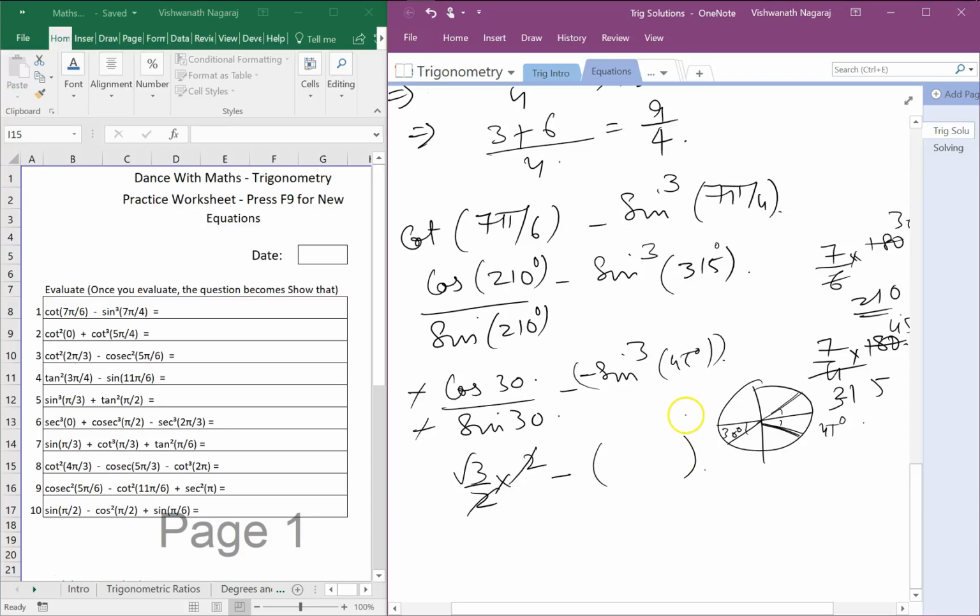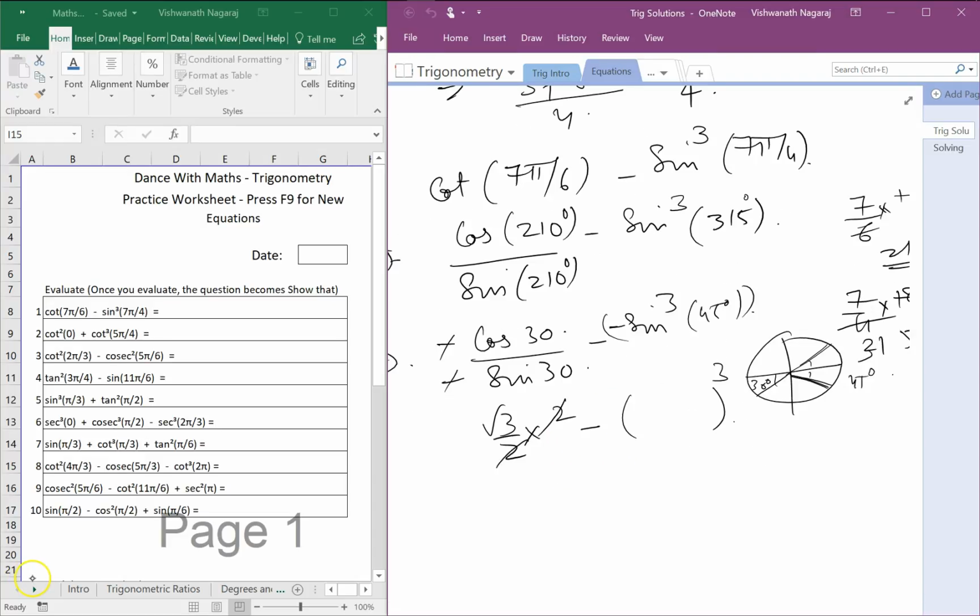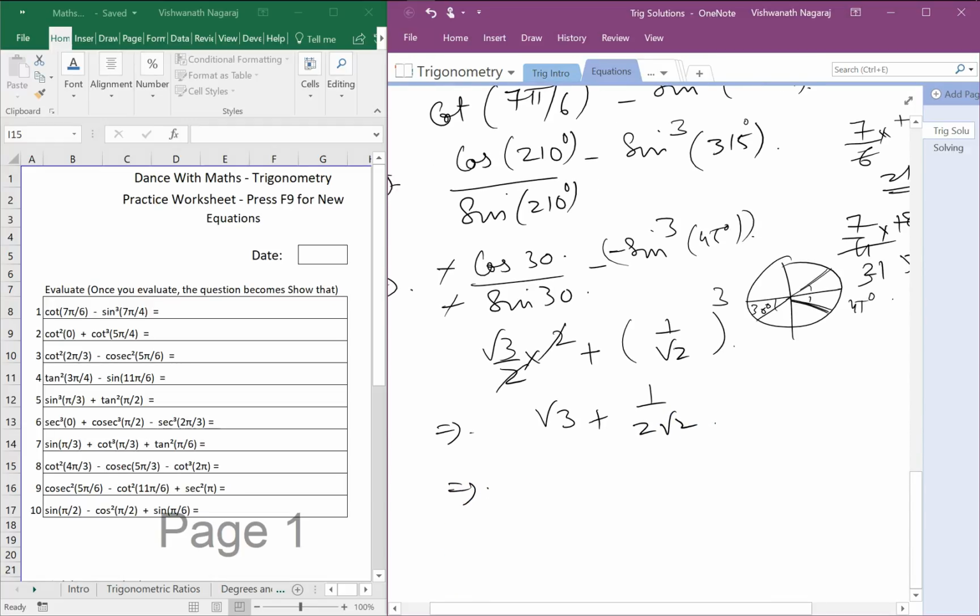sine 45 first. This can be written as like this. So negative into negative, since negative is positive, this becomes positive. Sine 45 is what? 1 by root 2. So 1 by root 2. So this is root 3 plus 1 by 2 root 2. Root 2 into root 2 into root 2, you see 2 root 2.